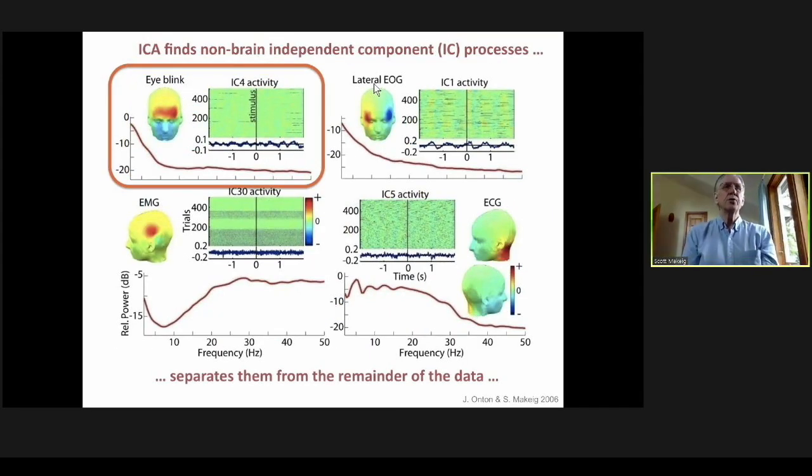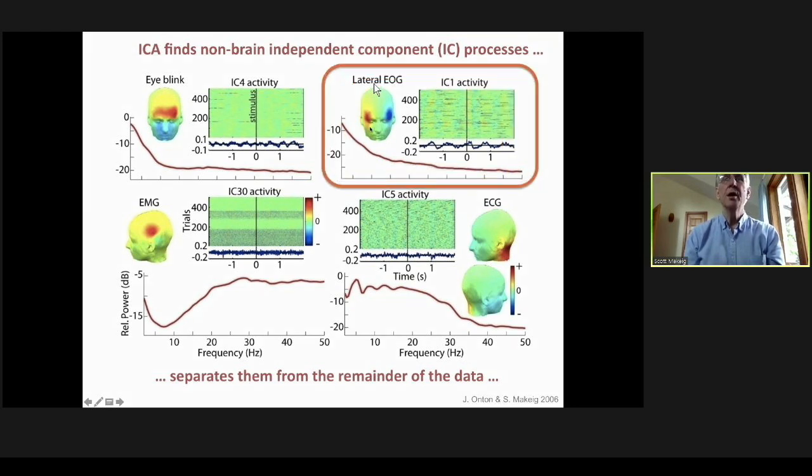But now let's turn to the pre-processing question. ICA also separates out the prominent non-brain processes that contribute to scalp recordings. Here is a signature, the scalp map signature, and you can see in the activity plot, what we call the ERP image, that this has to do with eye blinks or vertical eye movements.